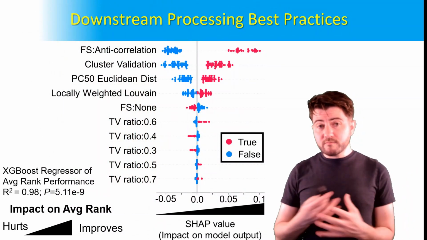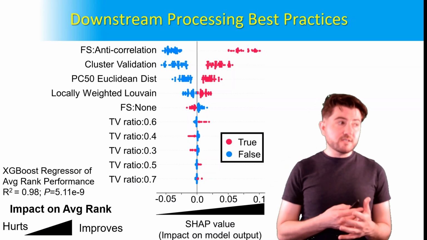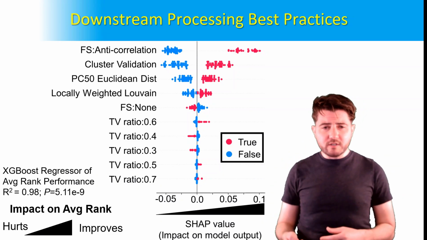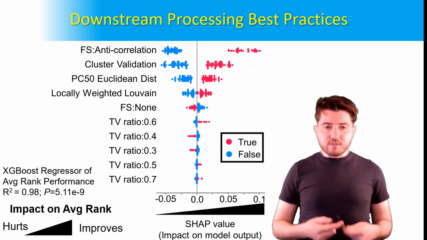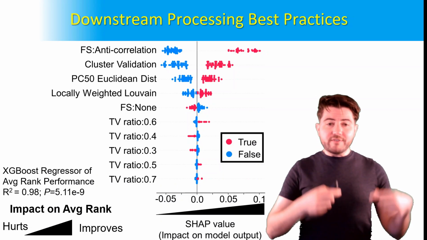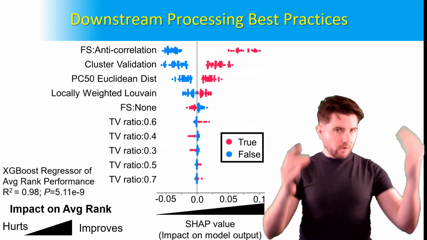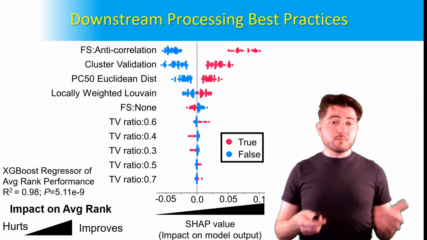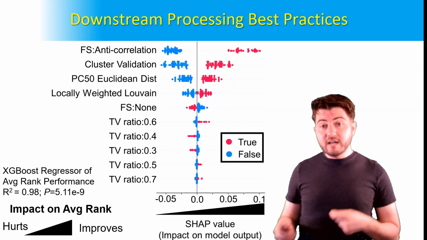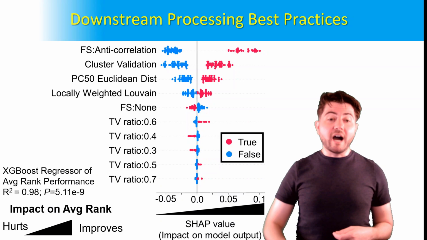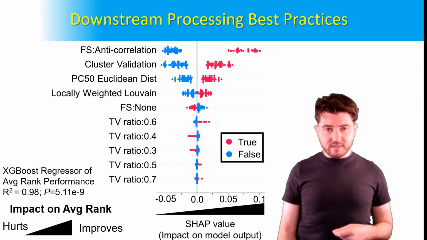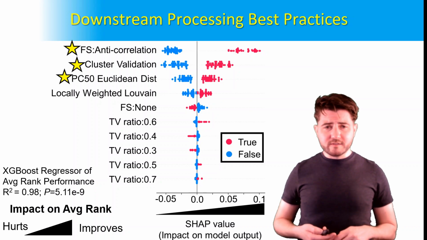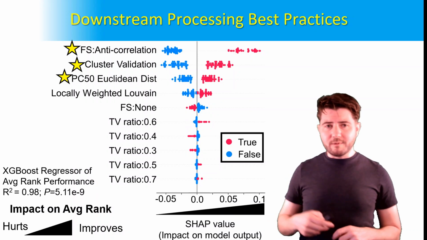And overall, these are the Shapley values for the attribution of the most impactful features. So we built an XGBoost regressor of the average performance across all of those 37 different metrics, and these were the attributes of a clustering pipeline that most contributed to the highest overall average rank performance. And these 3 you'll take note of will come up again shortly.